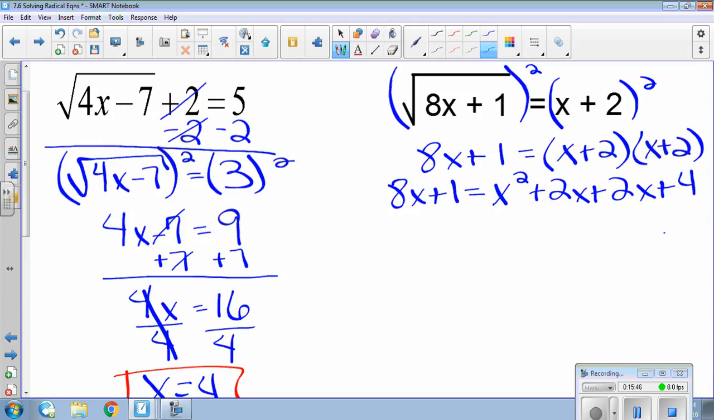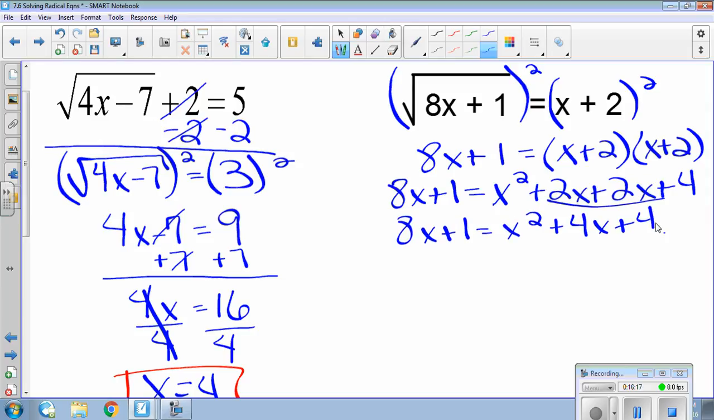Now, you see a squared term, right? When I combine my like terms, I'm going to have to set everything equal to 0 and factor that using either the AC method or whatever method you use. Because that tells me I'm going to get 2 answers. The squared term tells me I'm going to get 2 answers. So I combine my like terms to simplify it. So I have 8x plus 1 equals x squared plus 4x plus 4.